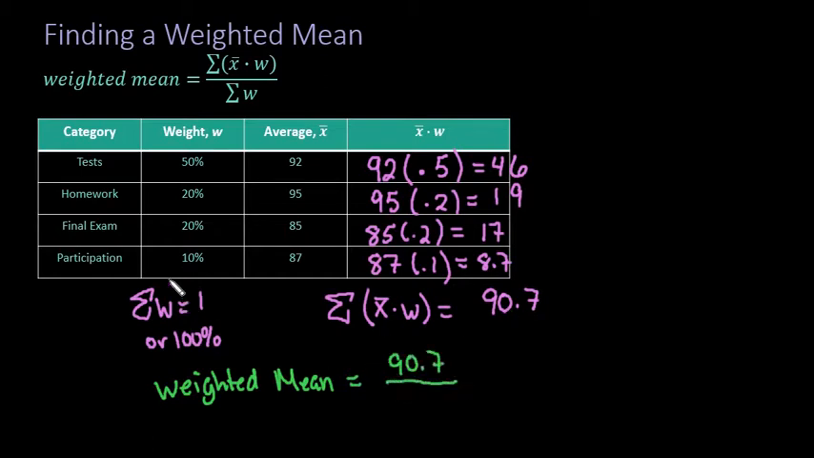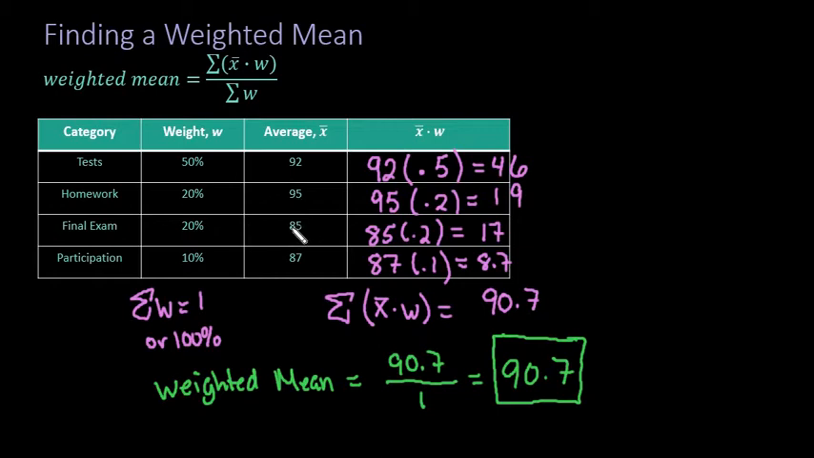In this case, because the sum of all the weights is 1, we would just divide by 1, so it ends up being 90.7. And that would be the overall grade for this student. Most of the time, teachers use the gradebook to do this calculation, and let's say that one of these categories were missing.